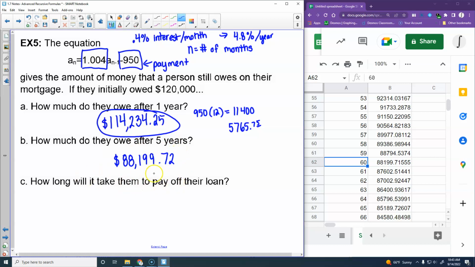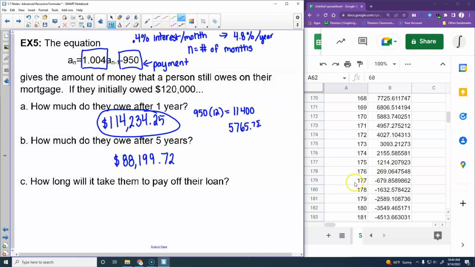All right. So then the last question says, how long will it take them to pay off their loan? So we just need to go down here till we start seeing some negatives, right? Because if we get down to negatives, really we wouldn't go past that. The bank doesn't start paying you money. I guess you can reverse mortgage it, but that's not a good idea.